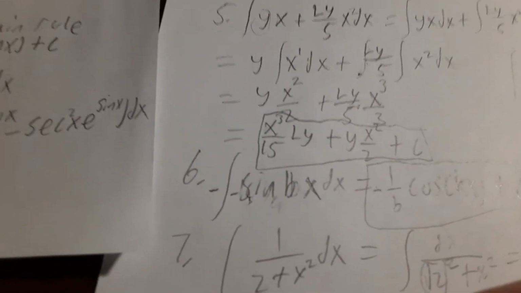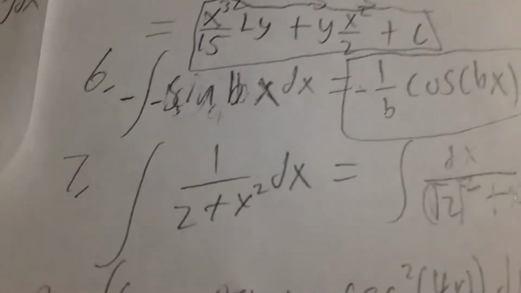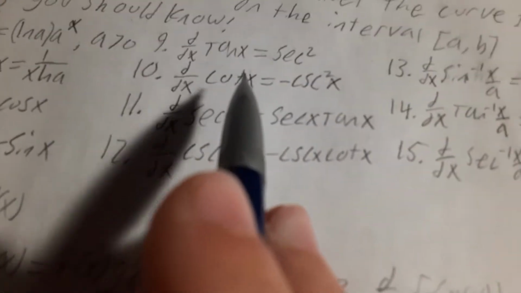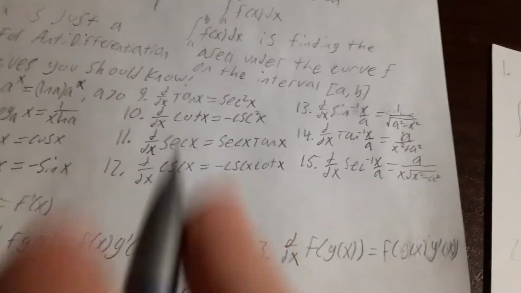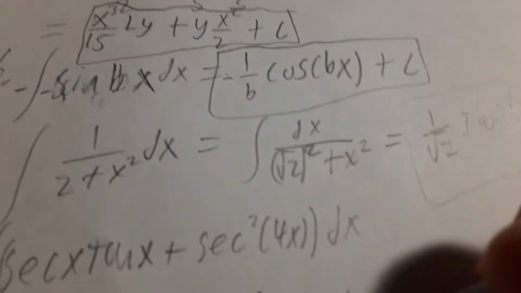First off, I'm going to put the 1 over 4 because we're going to have to use the reverse chain rule. 1 over 4. So for secant squared, we know that the derivative of tangent x is secant squared x. So that means the antiderivative of secant squared x is tan x. So we should have tan 4x plus c. And there we go. That is our answer.